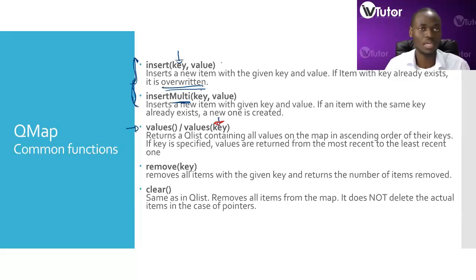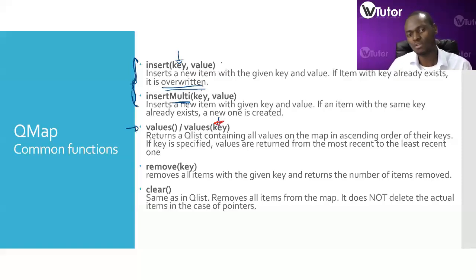In the event that you had used the QMap insertMulti function, it means that you've got multiple items with the same key, right? So if you then say values and then you specify a key, you get all those items with the given key, but there's no ascending or descending order because you are getting items with the same key, which means that you simply get them from the first one that you inserted to the last one that you inserted.